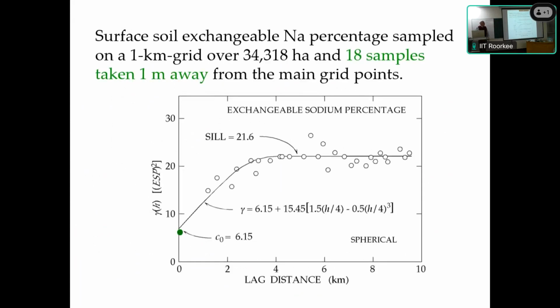Here's another study that was conducted, I think, in Iran. It was a national survey of exchangeable sodium percentage. And the person who did the study sampled on a 1 kilometer grid, 34,318 hectares. So you can imagine, or you can calculate, how many samples that would be on a 1 kilometer grid.